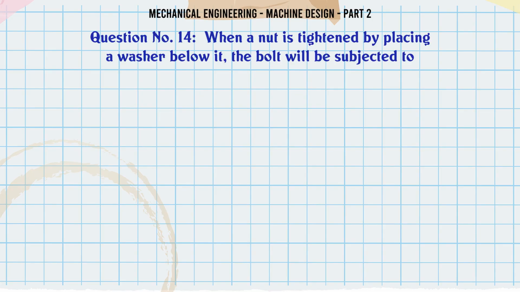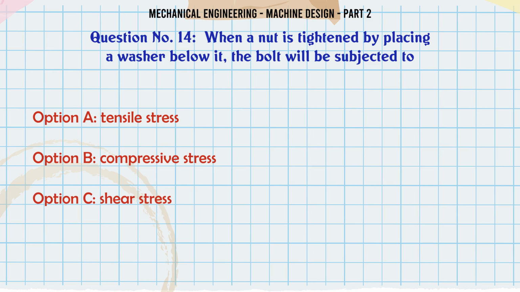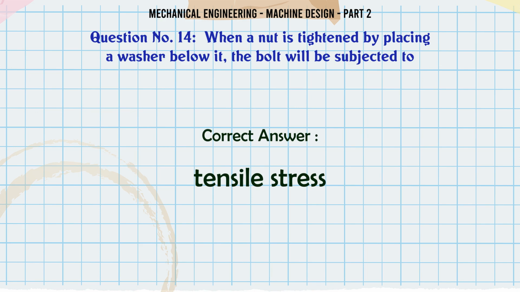When a nut is tightened by placing a washer below it, the bolt will be subjected to A. tensile stress, B. compressive stress, C. shear stress, D. none of these. The correct answer is tensile stress.